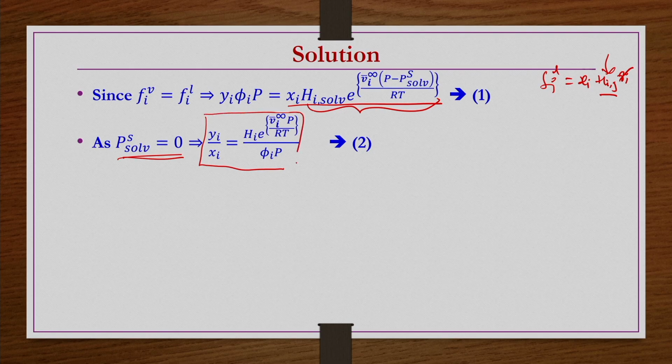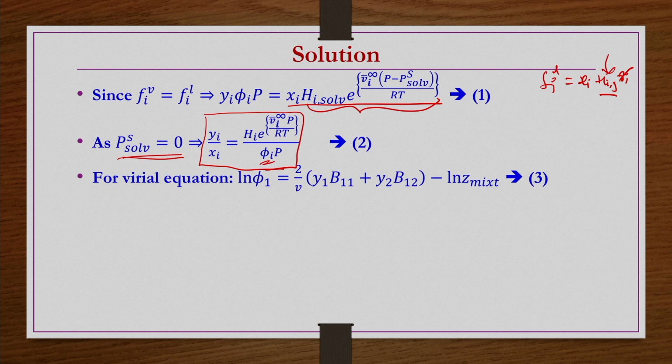Under such conditions we can write this equation as yi by xi is equal to Hi exponential of Vi bar infinity P by RT divided by phi i P. So, for y1 by x1, you have to get H1 exponential of V1 bar infinity P by RT and then phi 1 P. H1 in oil and H2 in oil are anyway given. The only thing you have to find out is phi 1 and phi 2.